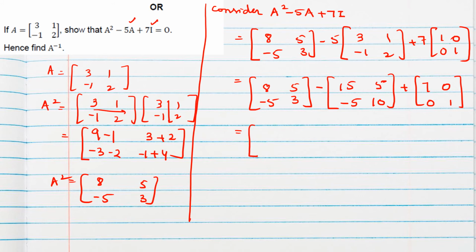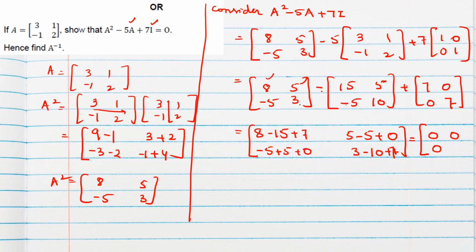So now all together we can write here 8 corresponding element 8 minus 15 and then plus 7. First element over 5 minus 5 plus 0. Minus 5 minus of minus 5 means plus 5 plus 0. Then 3 minus 10 plus 7. So here 15 minus 15 is 0. This is 0. This is 0. 3 plus 7, 10, minus 10 also 0. So we have proved here it is 0.